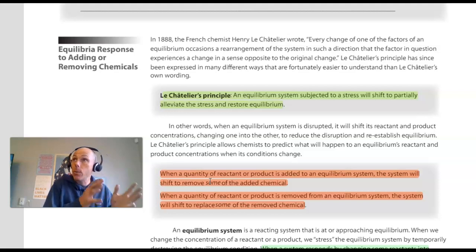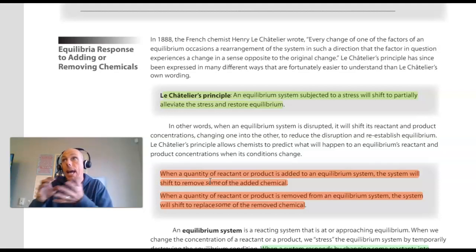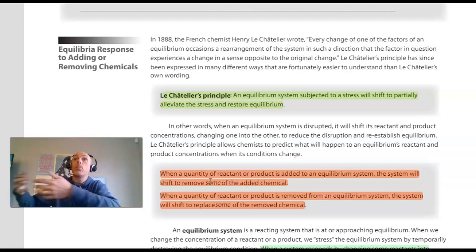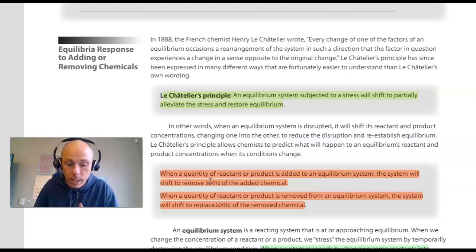Meaning if you add a reactant, the system will respond in such a way to get rid of some of that added reactant. Or if you remove product, for example, the system will shift in such a way to regenerate or to restore some of that removed product.